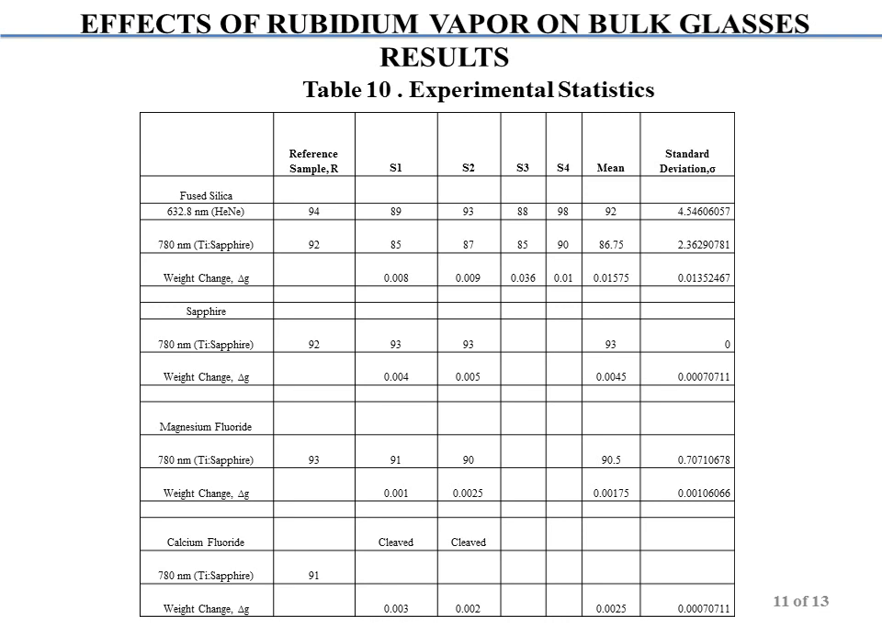The initial weight of samples are the reference sample weights for fused silica, sapphire, magnesium fluoride, and calcium fluoride. The transmission losses at 780 nanometer in fused silica are suspected to be due in part to the absorption by monolayers of rubidium diffused into the silica network.